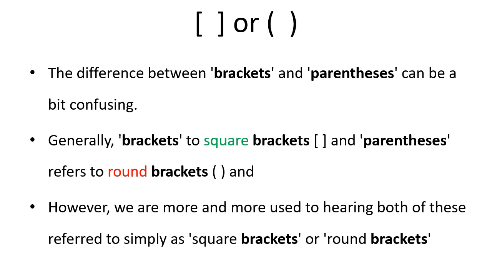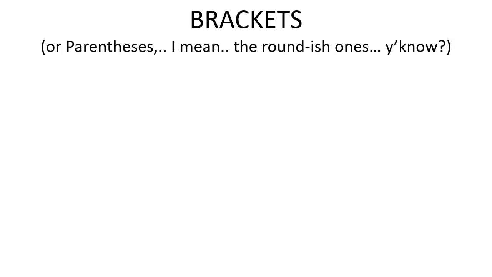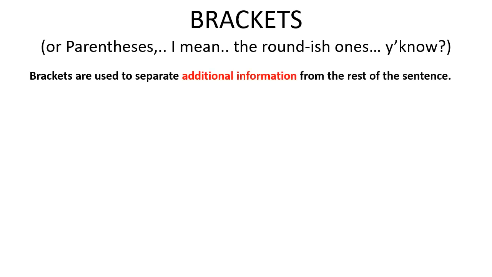Okay, now we kind of know what they are. Let's get started. So brackets. Well, actually, I mean parentheses, the roundish ones, not the square ones. Now, these brackets are used to separate additional information from the rest of the sentence. Now, you should be making a study card about what are brackets, okay? And this is the reason that you will be asked, what are the brackets being used for? It is for this reason, to add additional information, just extra information into the sentence.